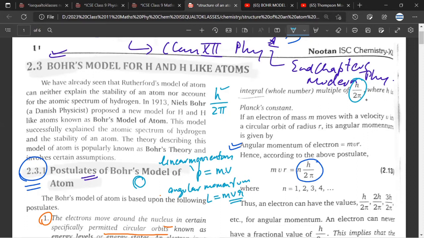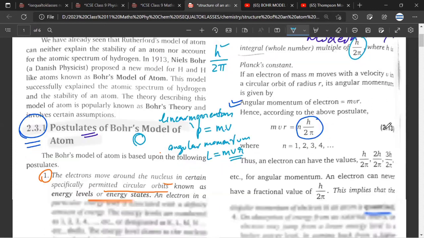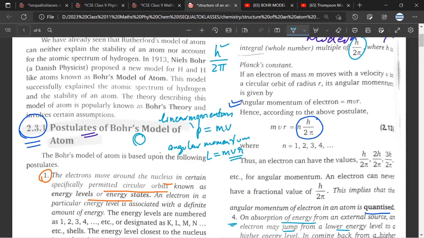Are we clear? Yeah. Okay. Now, what Mr. Bohr is saying is that if you are in the first orbit, you will have momentum equal to h by 2 pi. If you are in the second orbit, you will have momentum equal to 2 into h by 2 pi. If you are in the third orbit, you will have momentum equal to 3 into h by 2 pi. If you are in the fourth orbit, you have momentum equal to 4 into h by 2 pi. Are we clear? Yeah.